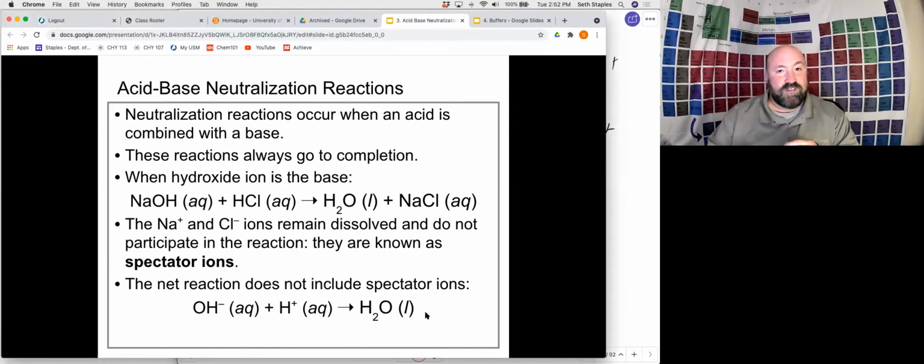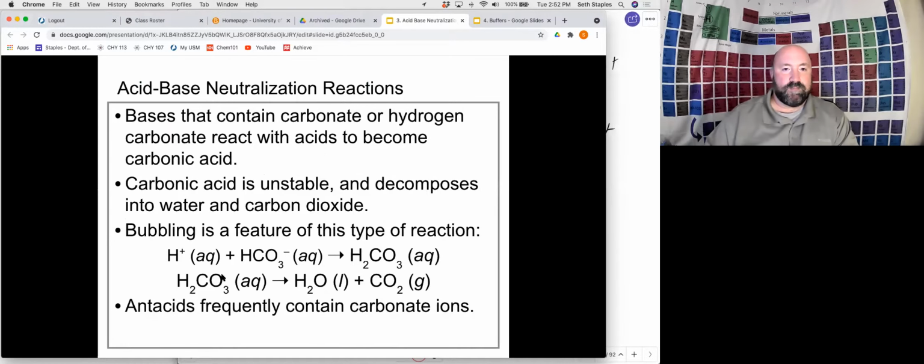So like I said, neutralization reactions occur when an acid combines with a base. Actually, we've talked about all of this. So this slide is just the same information. So here's our net reaction again, OH minus plus H plus gives us H2O.